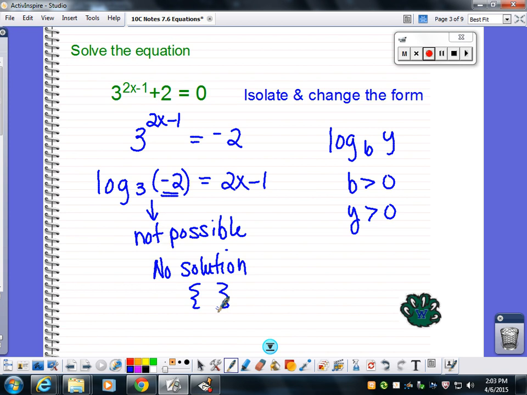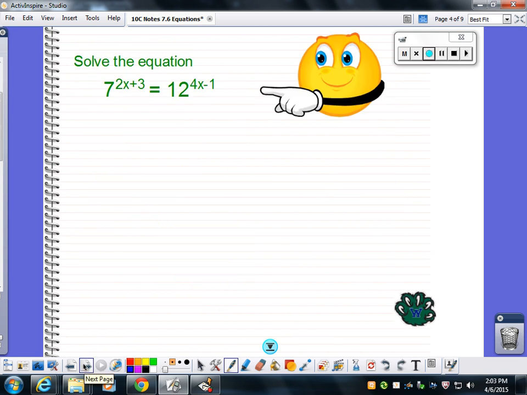Okay, let's try another one. Write down this equation: 7 to the 2x plus 3 is equal to 12 to the 4x minus 1. I look at this 7 and 12, and I can't rewrite the bases. This is going to be the most algebra-intensive question that you're going to have.